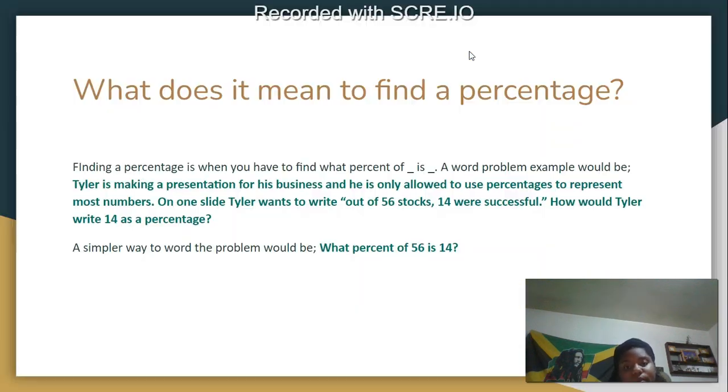Finding a percentage. What does it mean to find a percentage? Finding a percentage is when you have to find what percent of blank is blank. A word problem example would be Tyler is making a presentation for his business and he is only allowed to use percentages to represent most numbers. On one slide, Tyler wants to write out of 56 stocks, 14 of them were successful. How would you write 14 as a percentage? A simpler way to word the problem would be what percent of 56 is 14?